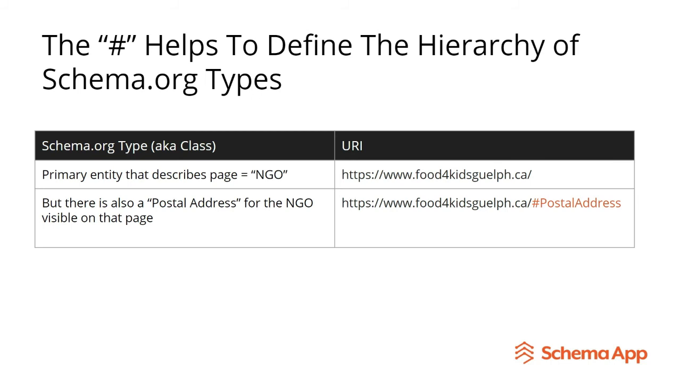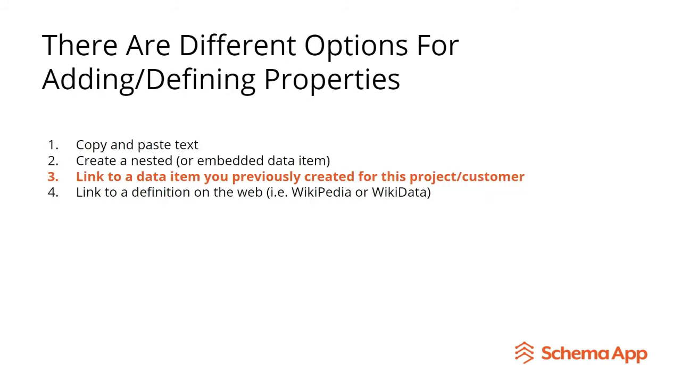In the end, this is what we're trying to achieve. We're trying to have the primary entity that describes the page be the actual URL of the page that the markup is going to deploy to. But we also want to show all of the other things that are going to be nested below that, going to that same URL, but we put the hashtag in there to give it its own unique identifier, and also to help define the hierarchy, where the primary entity of the page is the NGO, but we also have an address, so we're nesting that below there.